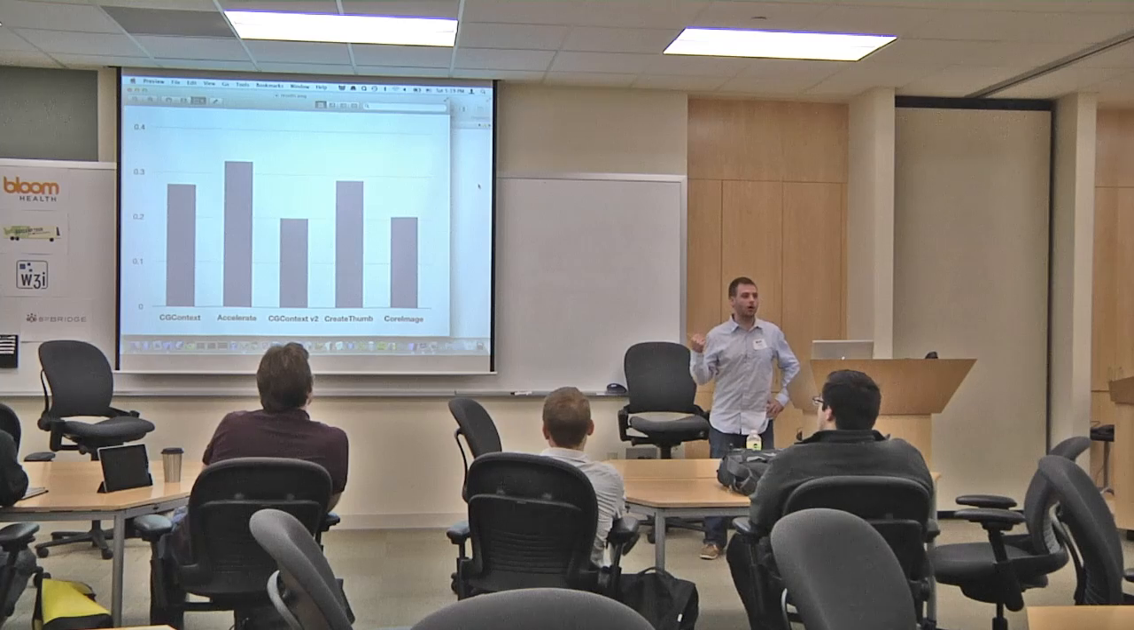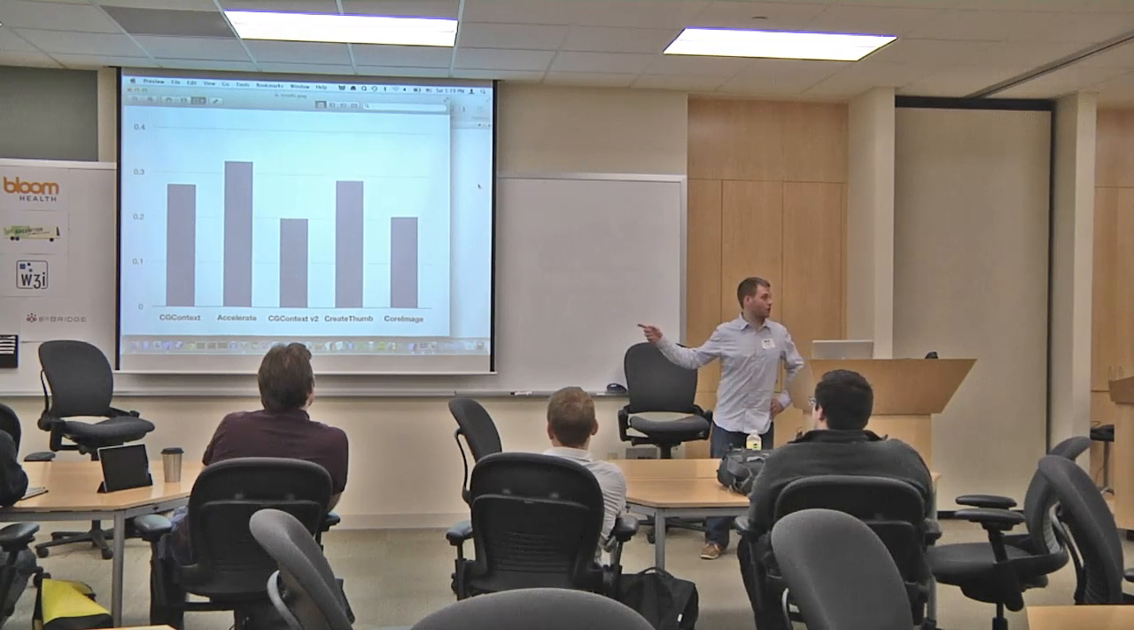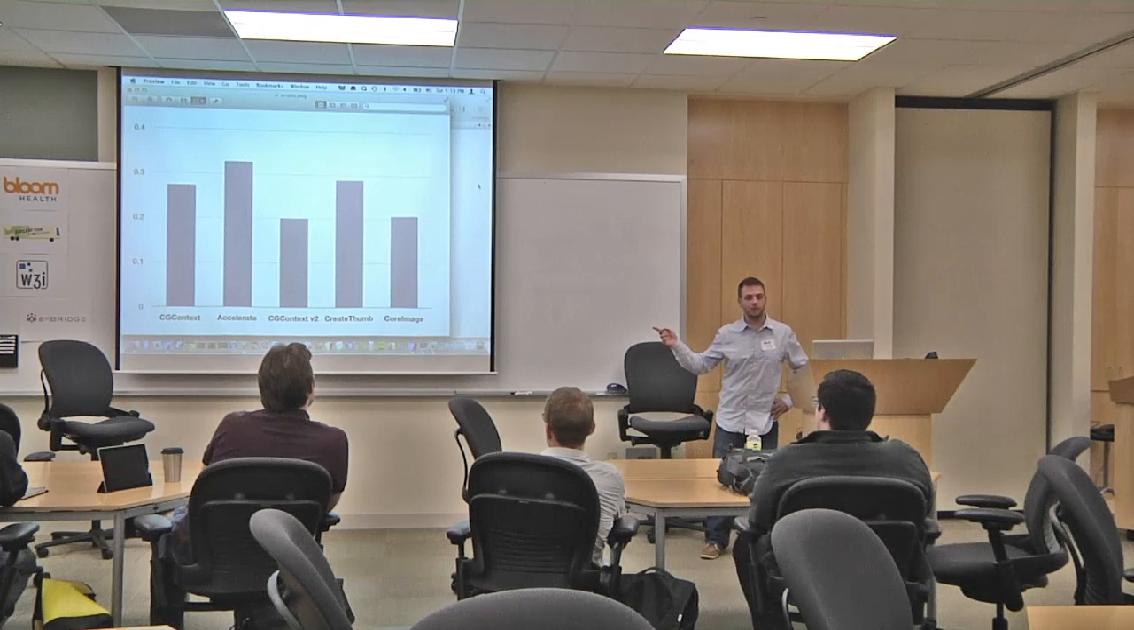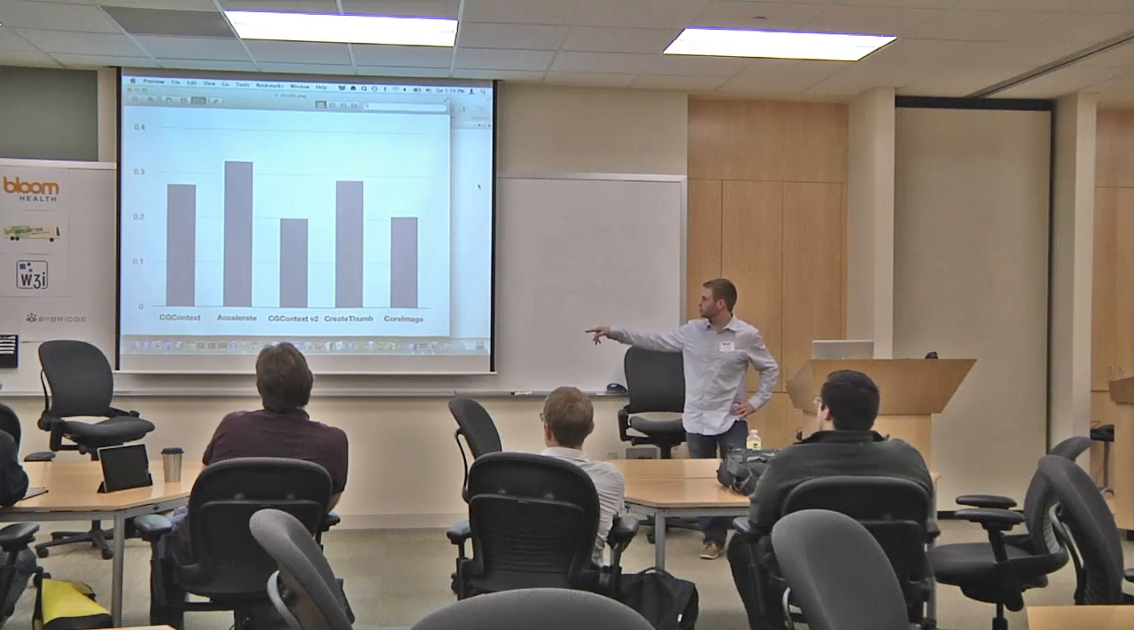The interesting thing, though, is running this on a Mac versus an ARM device like iPad or iPhone. Accelerate did awesome on the Mac. It was far and away the fastest. But on iOS devices, the slowest, as you can see. I'll get to CG context v2 in a second.